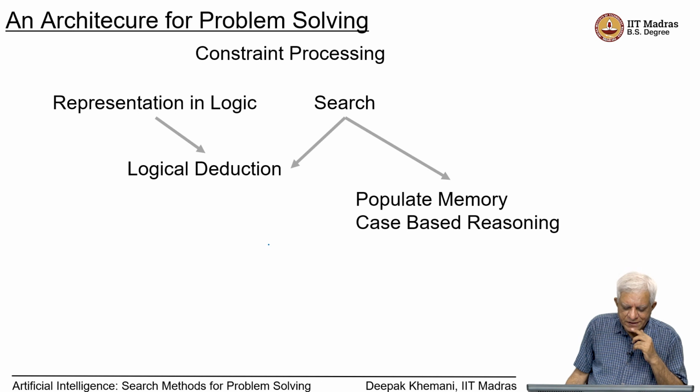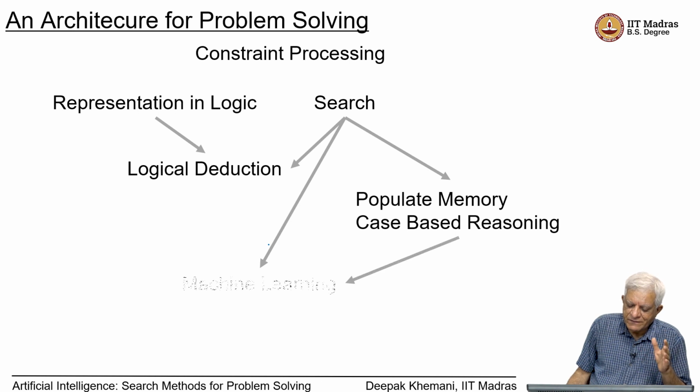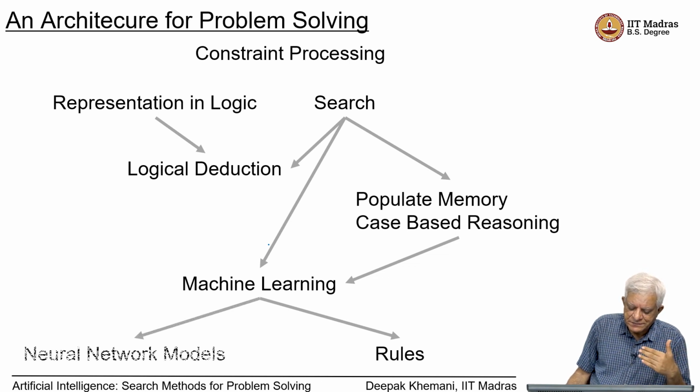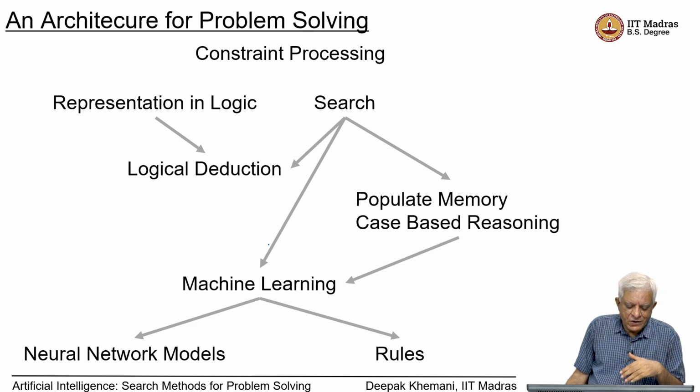We are not going to study that here. Or we can do some kind of machine learning. Once you have done case based reasoning, populated the memory, you have the data available, and you can use machine learning to do various things. So, we can use it to learn rules, for example, as we do when we construct decision trees, or we can use that data to learn neural network models, as we have already seen a glimpse of that.